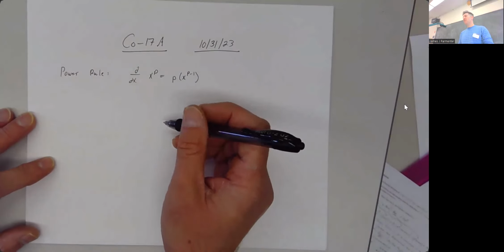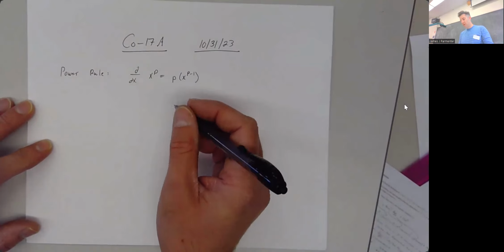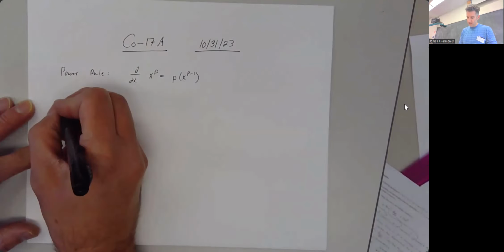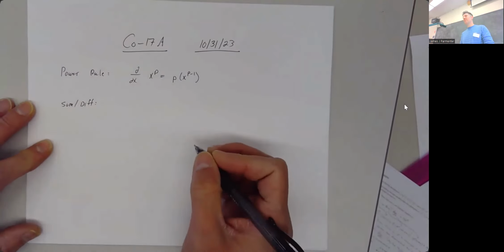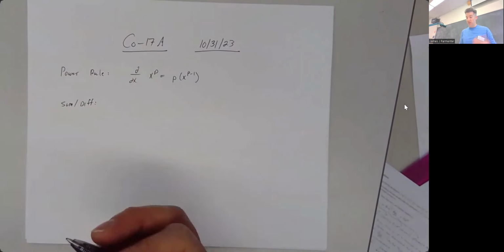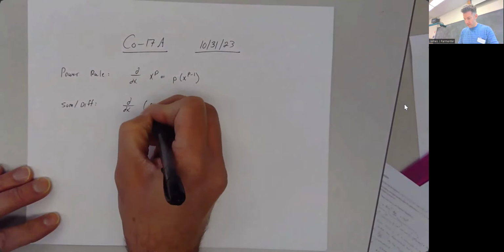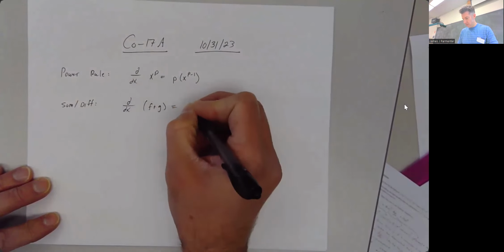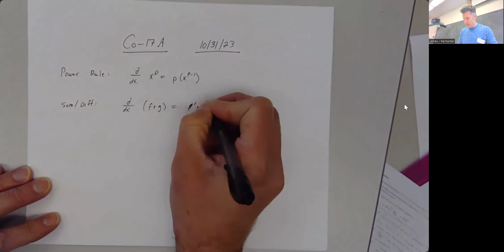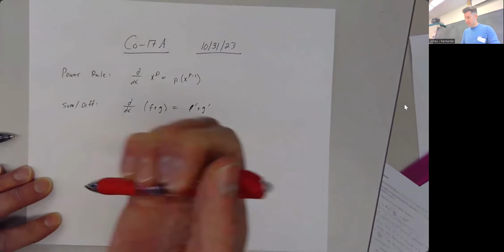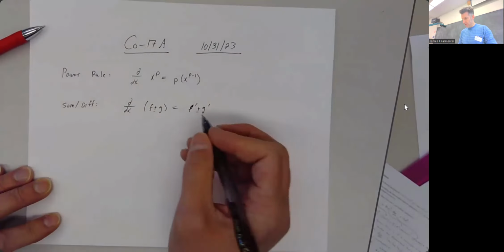And I guess we know a couple other rules like the sum rule and the difference rule and the constant multiple rule. Those are rules that aren't super important in that we don't really use them so much as just kind of automatically use them. So the derivative of f plus g is equal to f prime plus g prime. And if it's f minus g, you get f prime minus g prime.